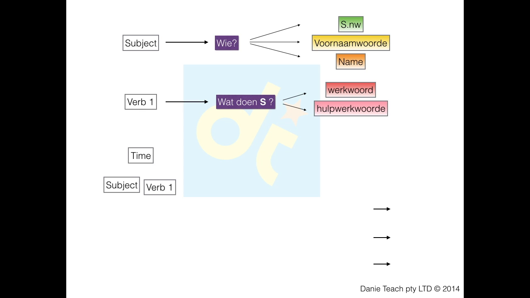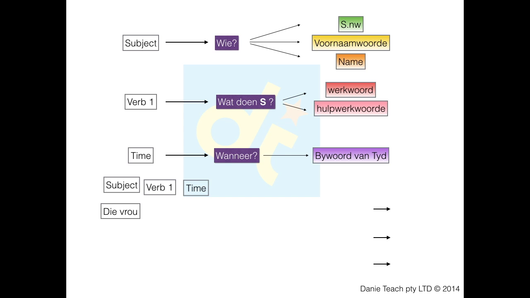Right, and then next we have our time, which is the next one after the verb, and again the question word here that we use is wanneer. When are we doing this? And this is indicating an adverb of time, obviously, in your sentence as well.